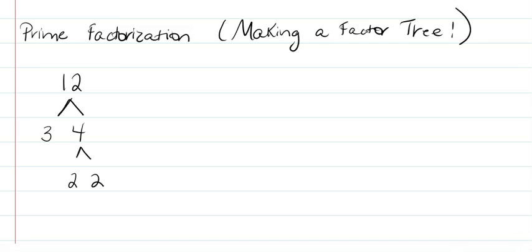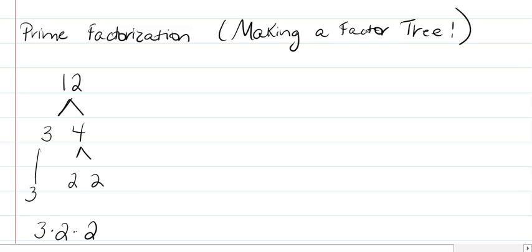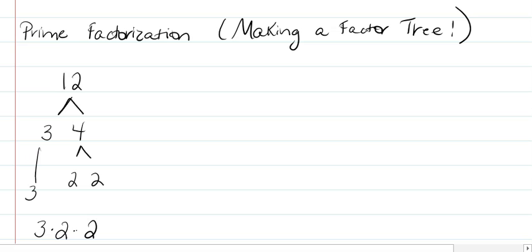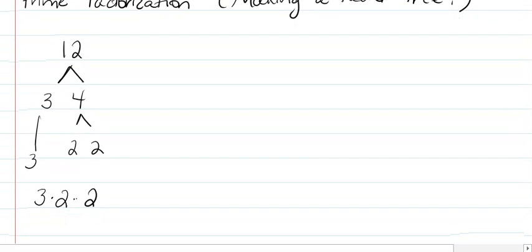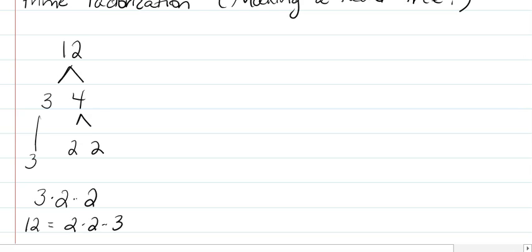So at this point, I'm going to list down all of the very bottom. I'm going to bring this 3 down so I don't lose it. Okay, so now I've got a 3 times a 2 times another 2. That would be called prime factorization. I've multiplied it all the way down to where I only have prime numbers at the very bottom. So you may write it out like this: 12 equals 2 times 2 times 3. I like to put it in order from smallest to largest. Not a requirement, just something I like to do, like all the 2's together, all 3's together, and so forth.